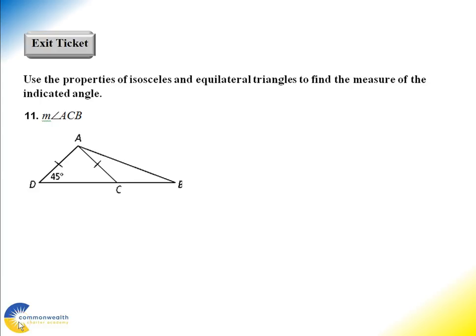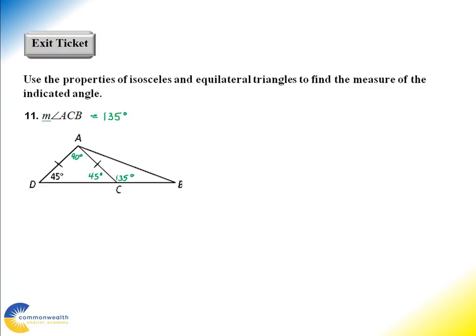So for the answers for this exit ticket, you were asked to use the properties of isosceles and equilateral triangles to find the measure of the indicated angle. So we're looking for angle ACB's measurement here. And you can see we have a 45-degree angle, a couple of congruent sides there. So we do have an isosceles triangle being pictured there.